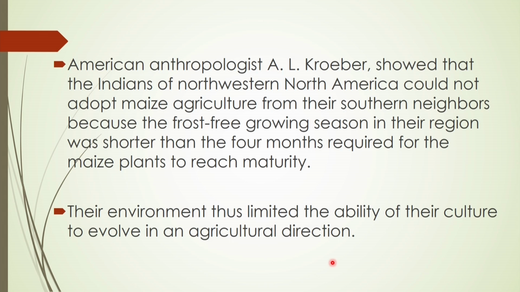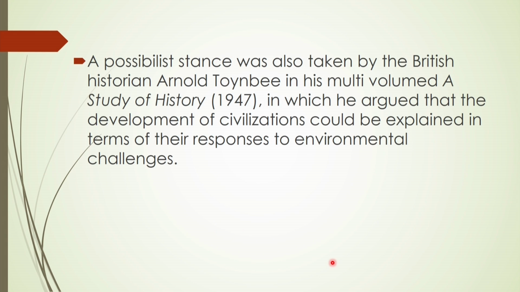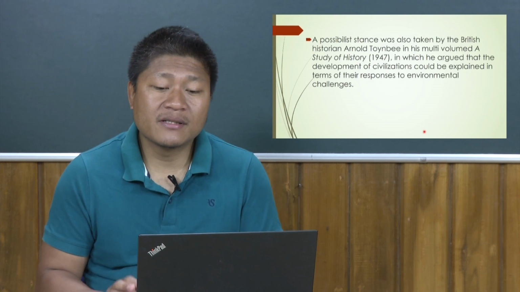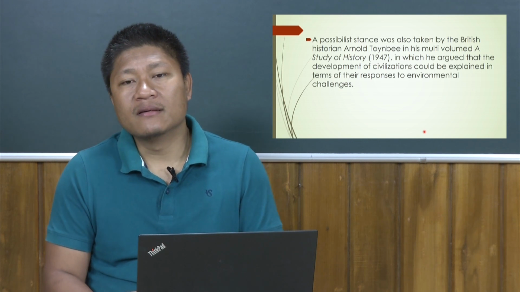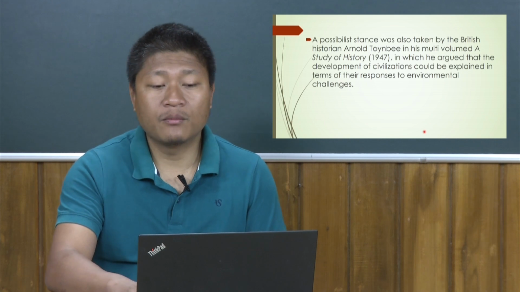Now, therefore, it has to be seen that environmental possibilism also has a role in making a broader understanding of human ecology. Perhaps the first possibilist stance was taken by Arnold Toynbee, a British historian, in his extensive work A Study of History. In his work, he primarily argued that the development of civilizations could be explained in terms of their responses to environmental challenges. Perhaps the work of Arnold Toynbee is a pioneer in taking the possibilist stance.